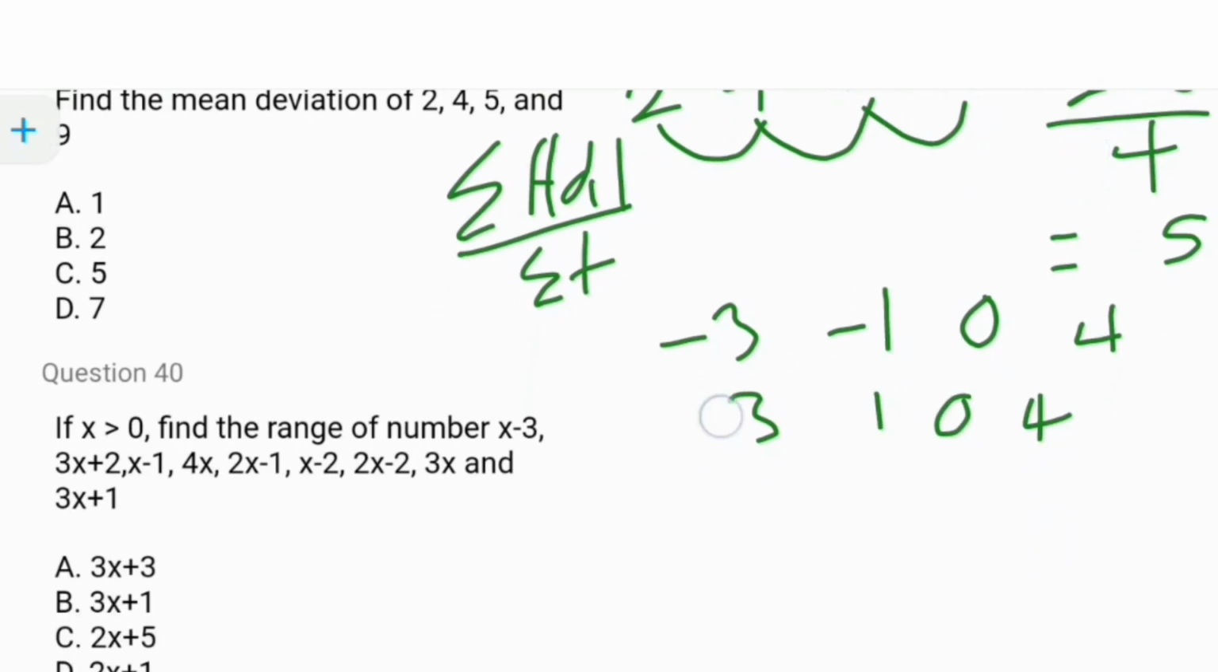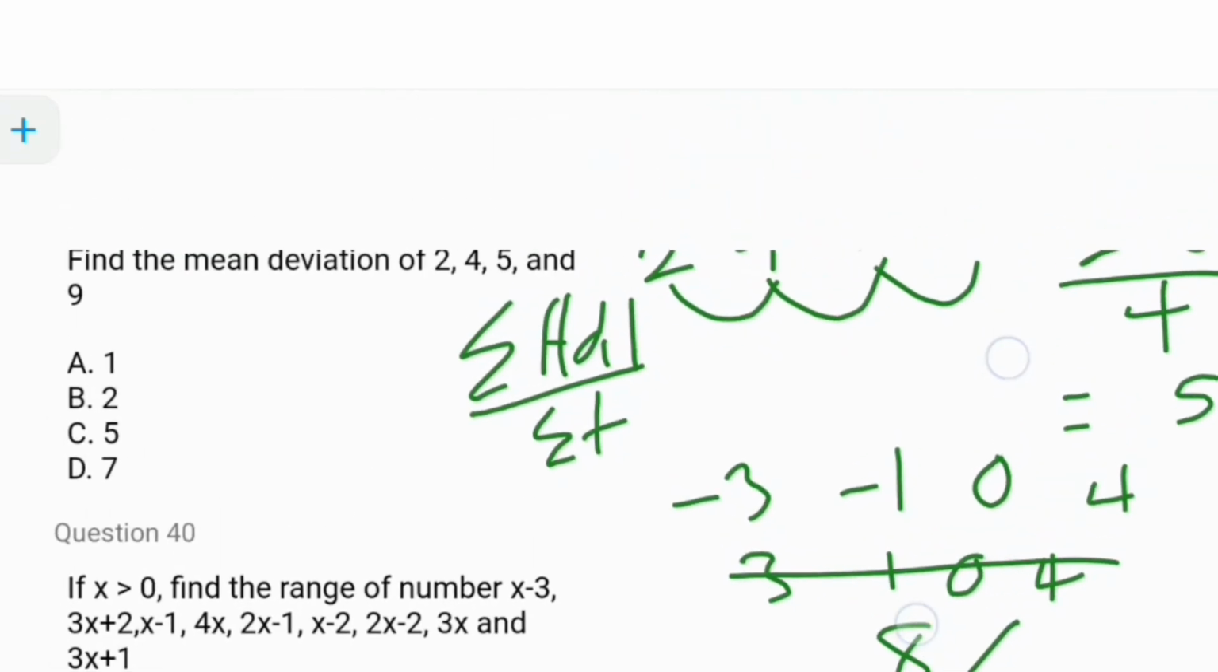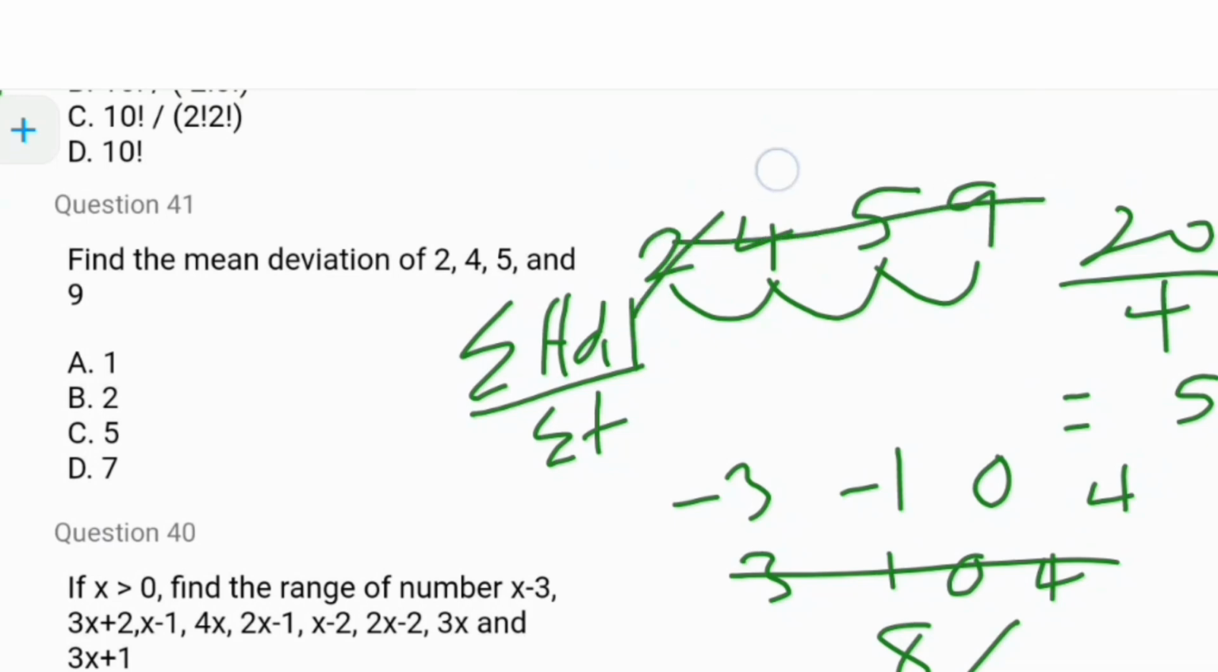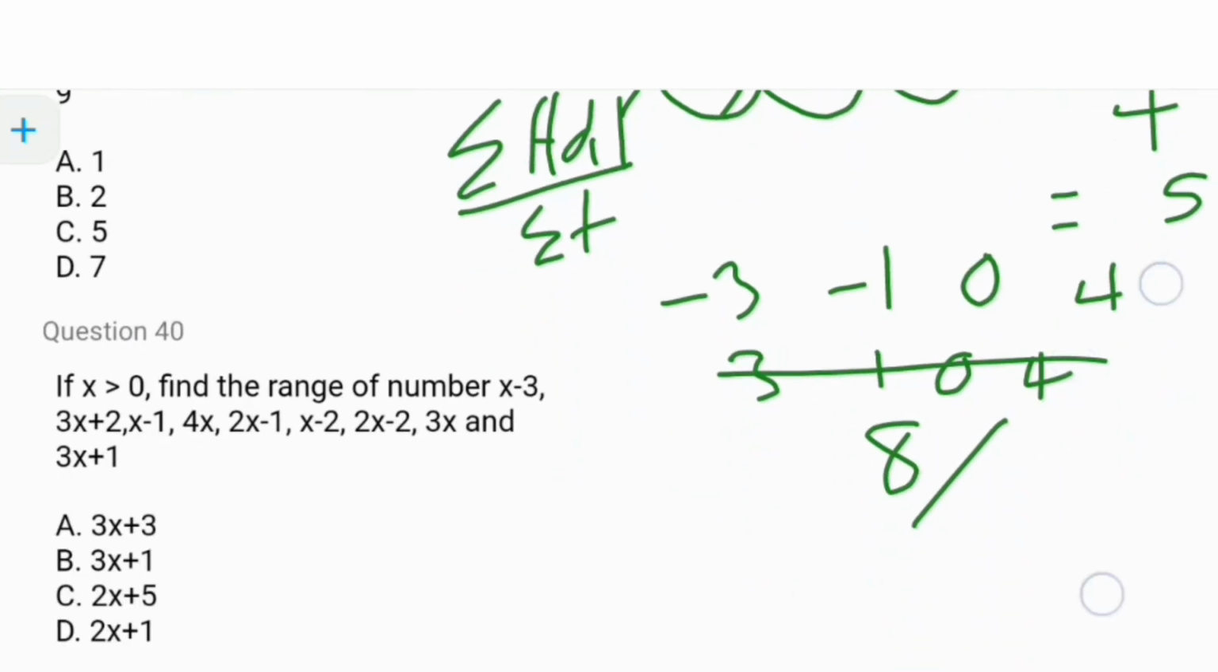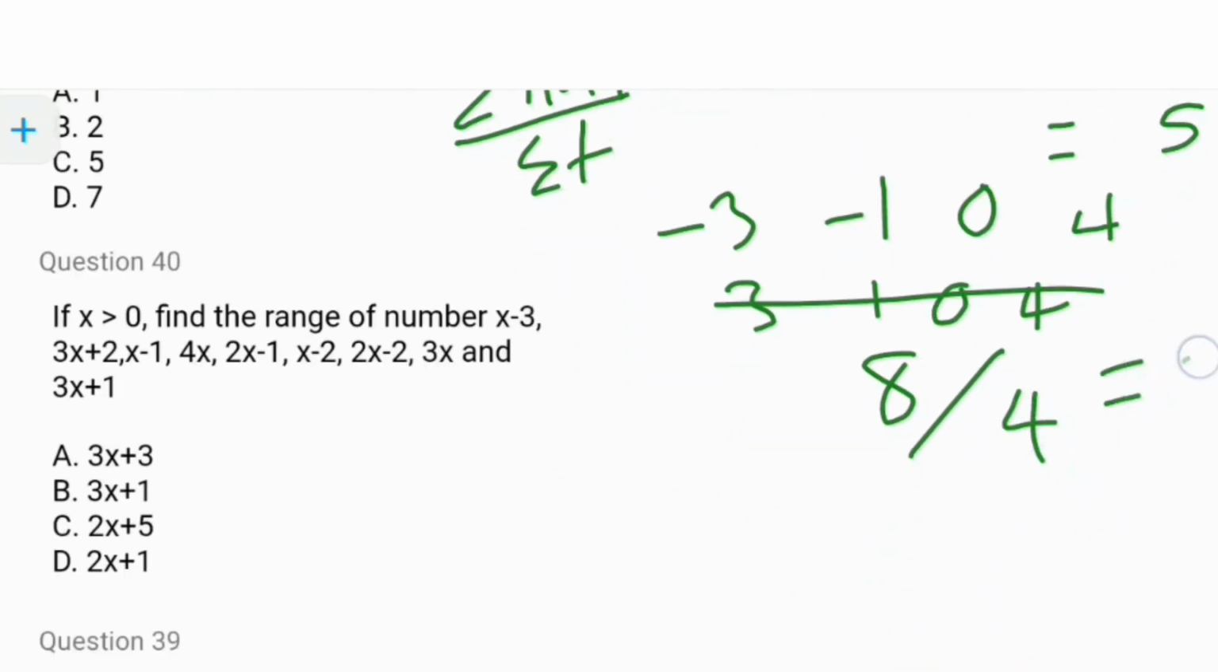Then add everything again. So 3 plus 1 plus 0 plus 4 will give you 8. Then divide it by how many numbers you have in the data. How many numbers are here? It is 4: 1, 2, 3, 4. So you are dividing this by 4. 8 over 4 will give you 2.